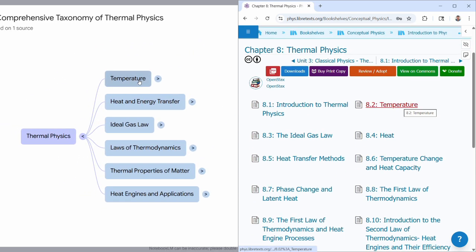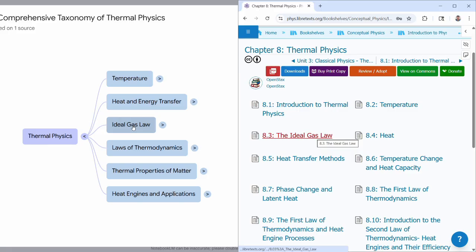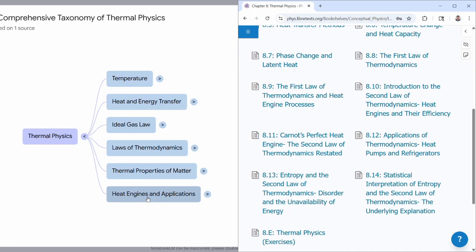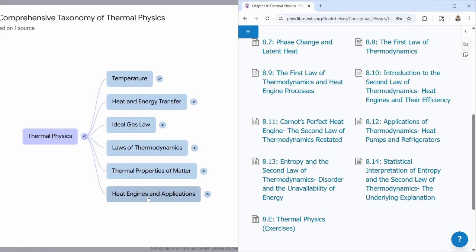Temperature, ideal gas law, going in order, heat and energy transfer, and thermal properties of matter. These two remaining nodes will cover it in part two, as we are really talking about heat engines. That's what I'm excited about, but you will see that in part two in a separate video. Thank you. We will start out with the first lecture video.